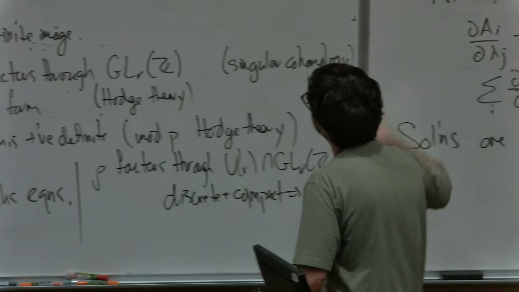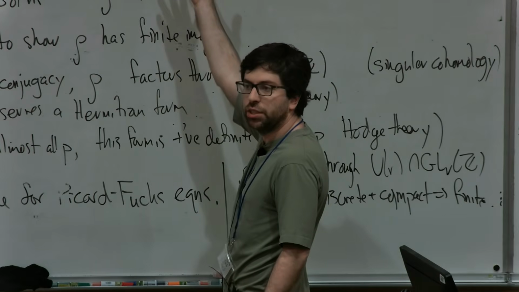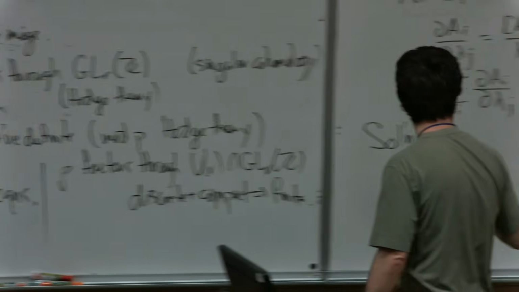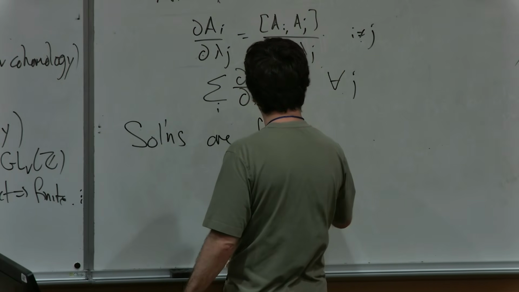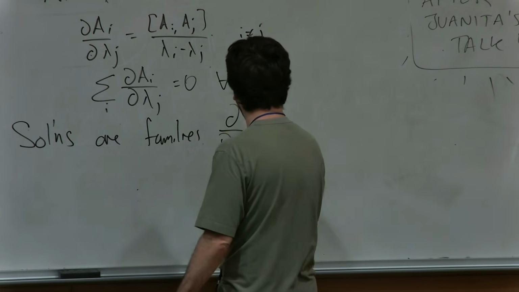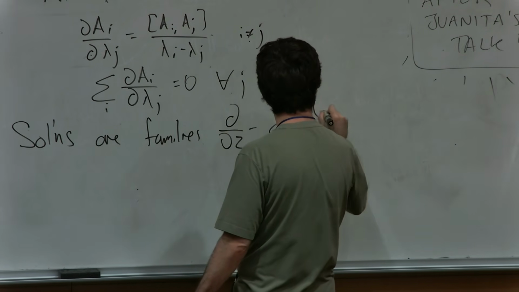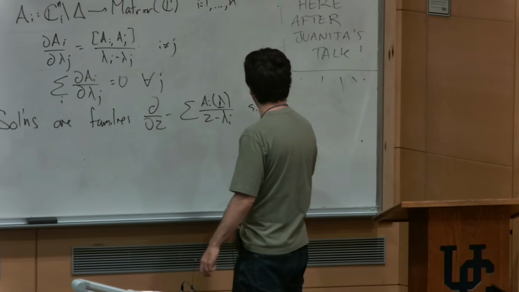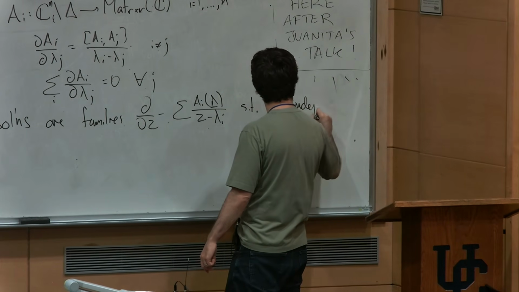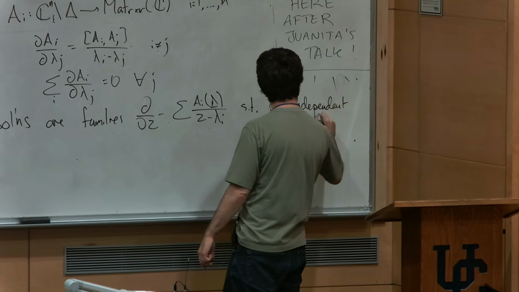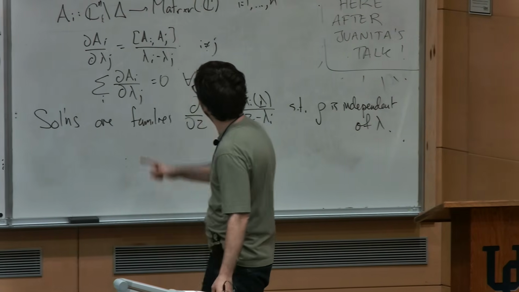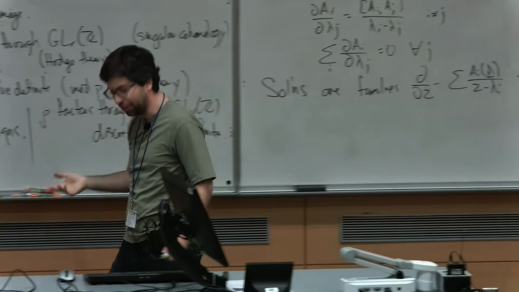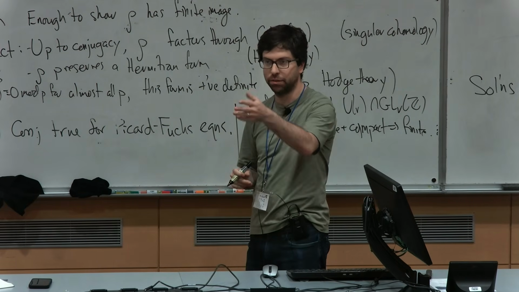And the solutions to this system are exactly the families of differential equations whose monodromy representation doesn't change. So solutions are families d/dz minus the sum of A_i(λ) over z minus λ_i, such that ρ is independent of λ. And in fact, if n is 4 and r is 2, and you look at matrices with trace 0, this is the Painlevé VI equation that showed up in Joe's talk.